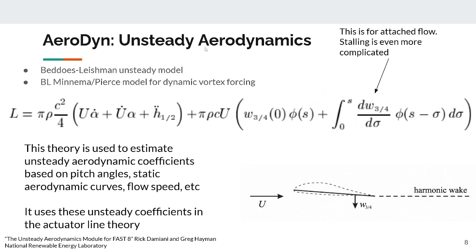For unsteady aerodynamics, it uses the Beddoes-Leishman unsteady model, more specifically the Minnema-Pierce model for dynamic vortex forcing. So this theory is used to estimate unsteady aerodynamic coefficients based on pitch angles, static aerodynamic curves, and flow speed, and it uses these unsteady coefficients in the actuator line theory.